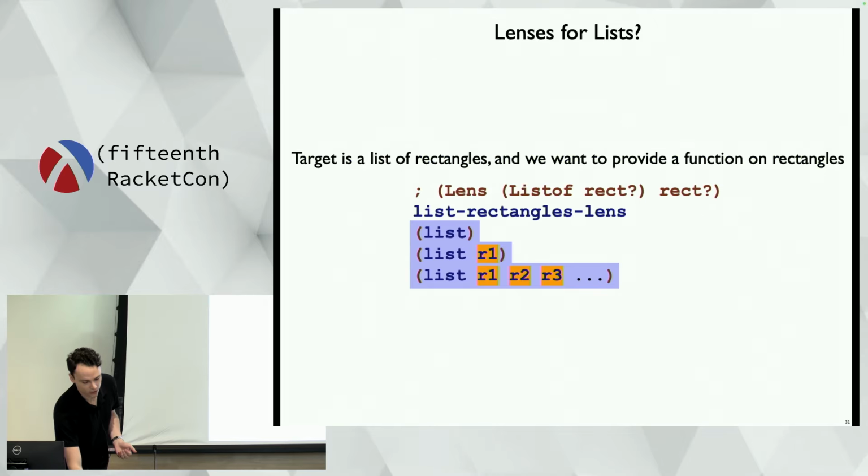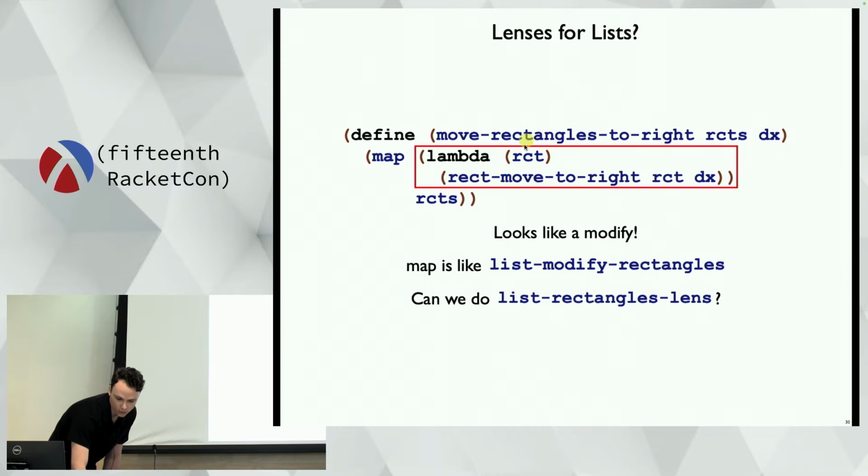Well, here's what that would look like in terms of our diagrams, and we see that it's weird. So a list can have 0 elements in it, in which case there is no focus. It can have 1, in which case there is 1 value for the focus. Or it can have a bunch of things, and there are multiple foci. And so this is very different from the examples we've seen before, because the number of foci that we might be working with is potentially 0 or more. And notice that the target type is list of rectangle and the focus type is just rectangle, because we have a procedure that takes in a rectangle and returns a rectangle.